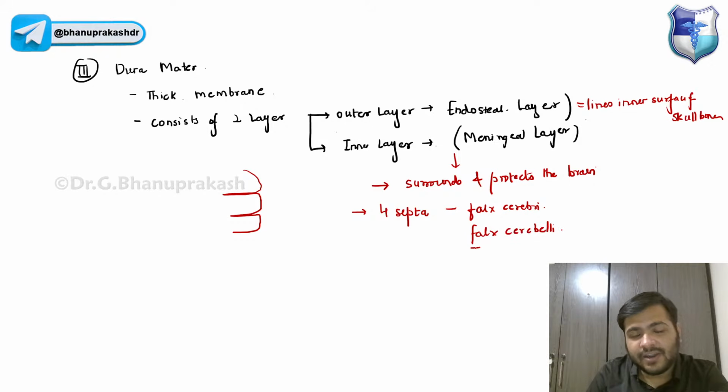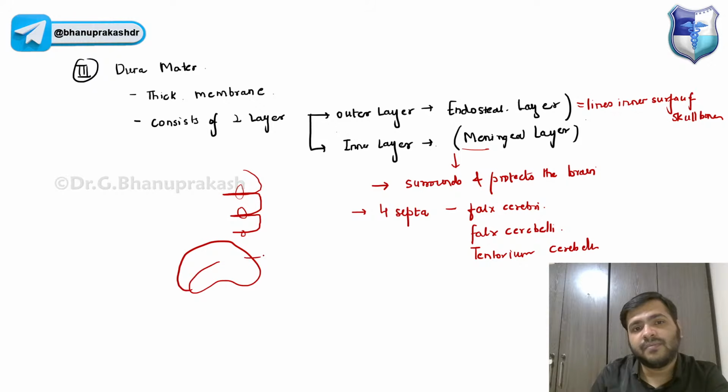and we have the tentorium cerebelli. We have already told you it's the fold of the dura mater. Which layer? It is the meningeal layer which is getting infolded, right? The tentorium cerebelli, guys, you already know. Let us suppose that this is the cerebrum, and we have the midbrain, pons, medulla, right? And behind, guys, we have the cerebellum.